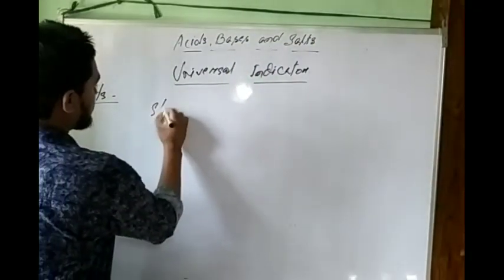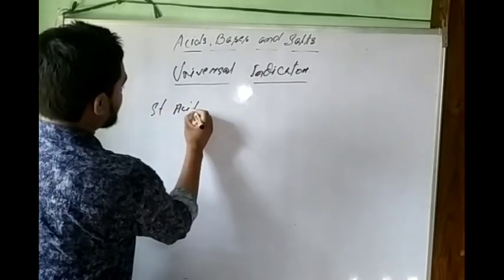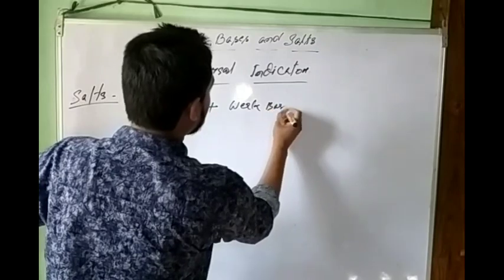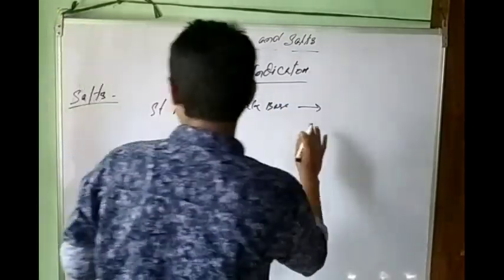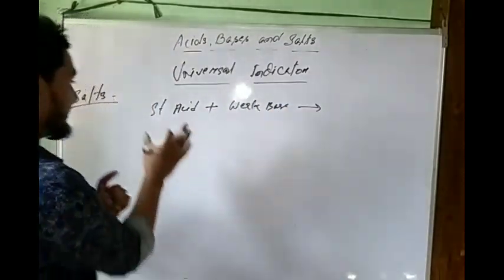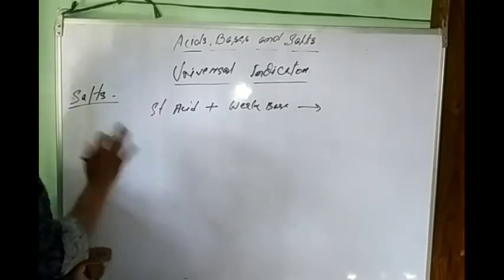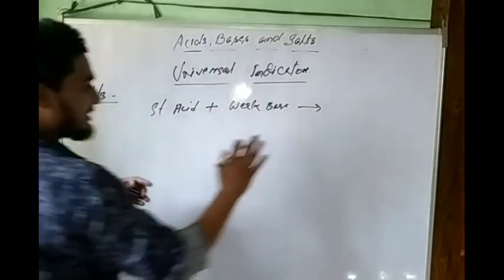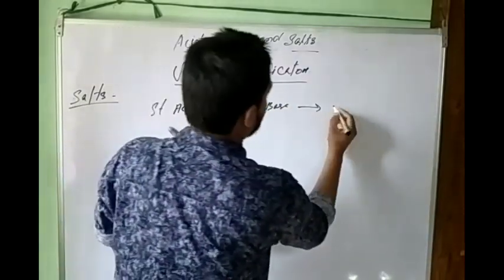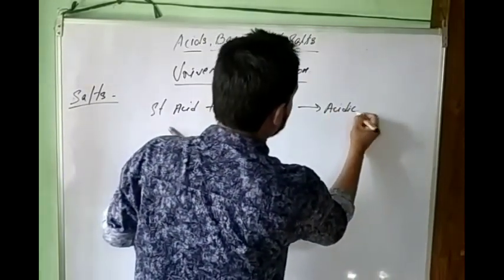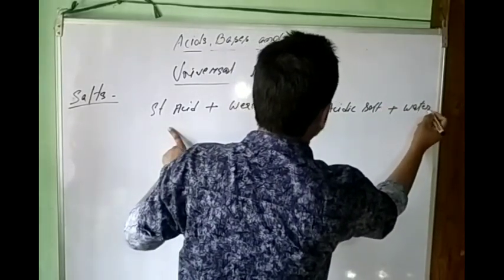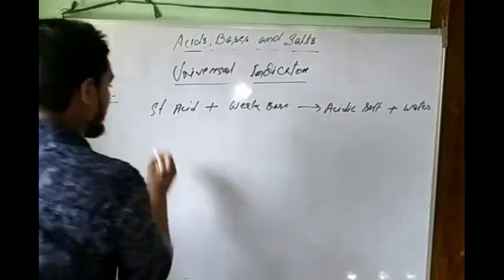When a strong acid reacts with a weak base, it produces a salt which will be acidic in nature, because here the acid is the strongest one. Strong acid reacting with weak base means the producing salt will be acidic in nature: acidic salt plus water. Water is common.